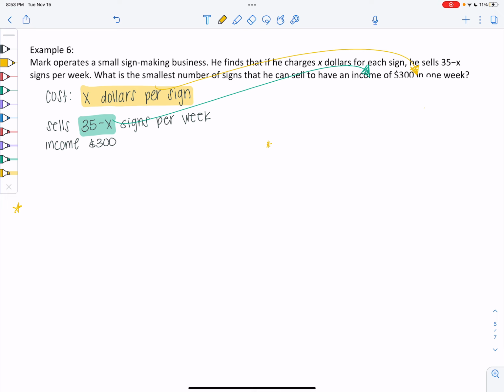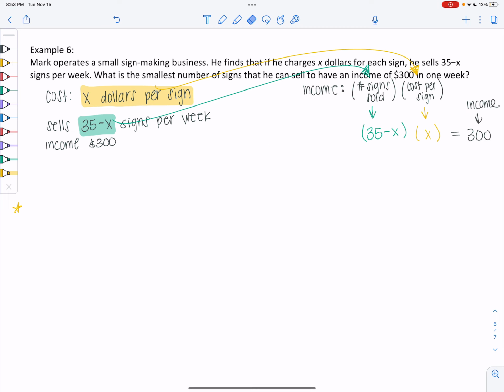All right, so I just wrote down the stuff I know. I know that the cost of the sign is X dollars per each sign. And I know that he sells, or he plans to sell, 35 minus X signs per week. And then he wants an income of $300. So there's listed just the things I pulled out of the problem.